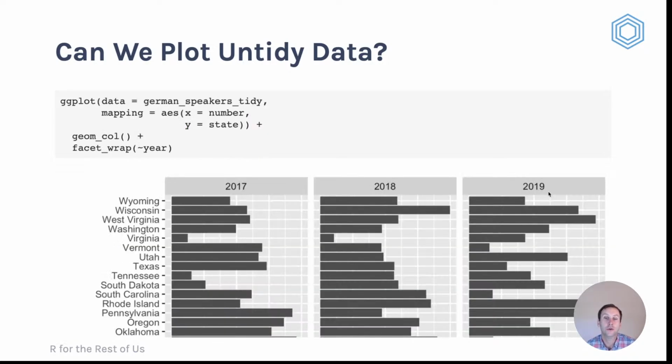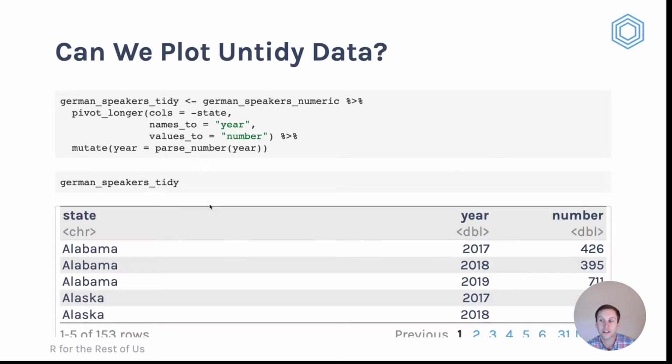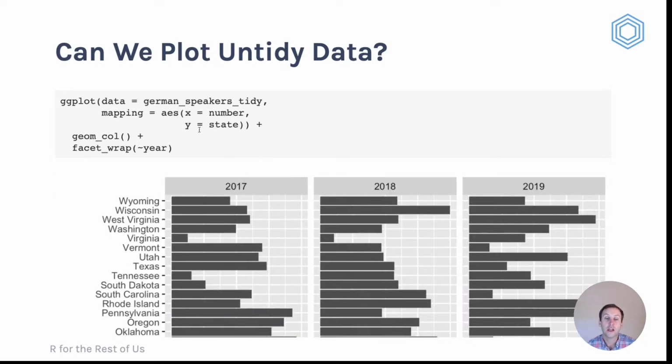Now I can do this. I've changed x, I've added x equals number, right? So it's this single variable. It's not spread over 3 variables. And year is just its own variable as well. So then I can do facet wrap year.